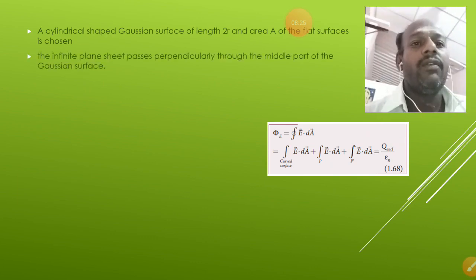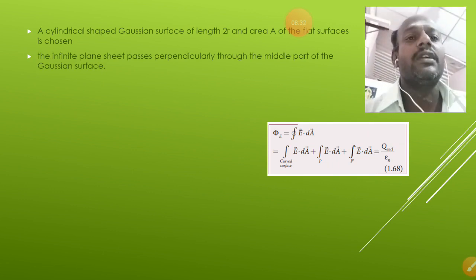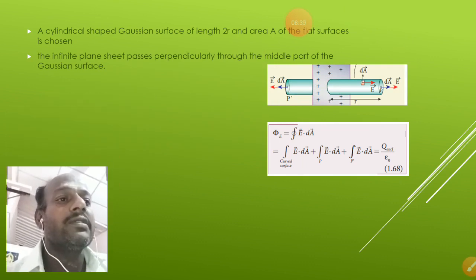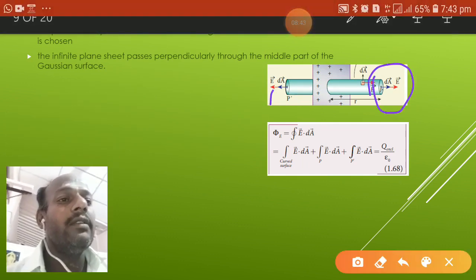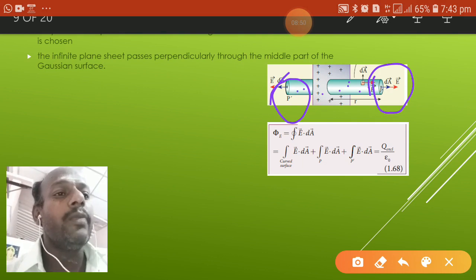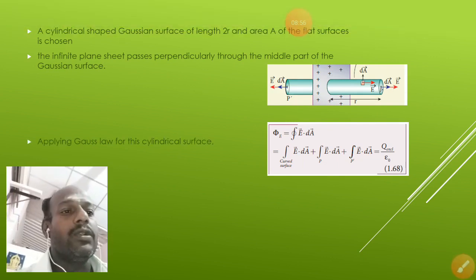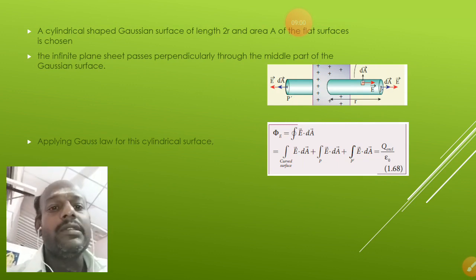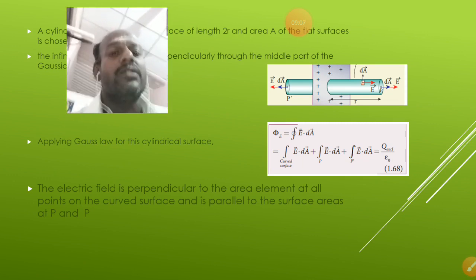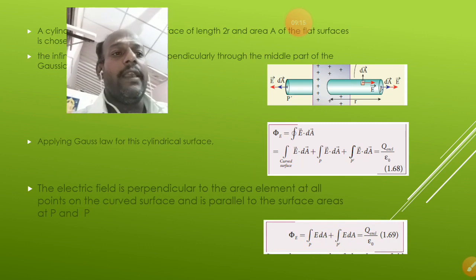Look at the cylindrical shape. For the curved surface, the electric field and the area element will be perpendicular, so on the curved surface there won't be any electric flux. But at the top and bottom, the two parallel sides, the electric field will be parallel to the area. So finally, the total electric flux will be equal to Q by epsilon naught. What is Q here? Sigma into A. So the electric field is perpendicular to the area element at all points on the curved surface and parallel to the area on the two sides. So the total electric flux will be E dA plus E dA, the two sides.